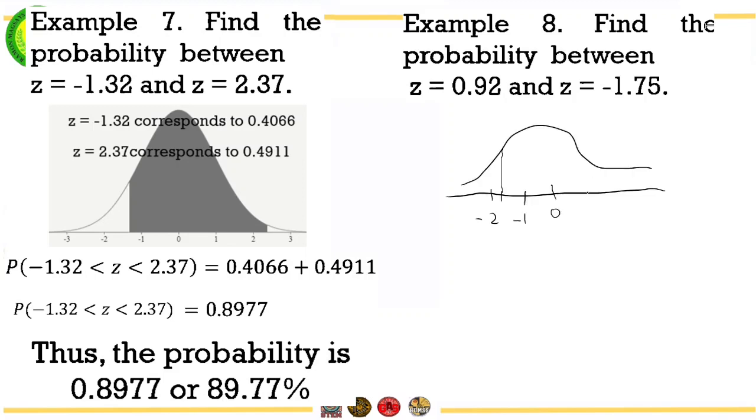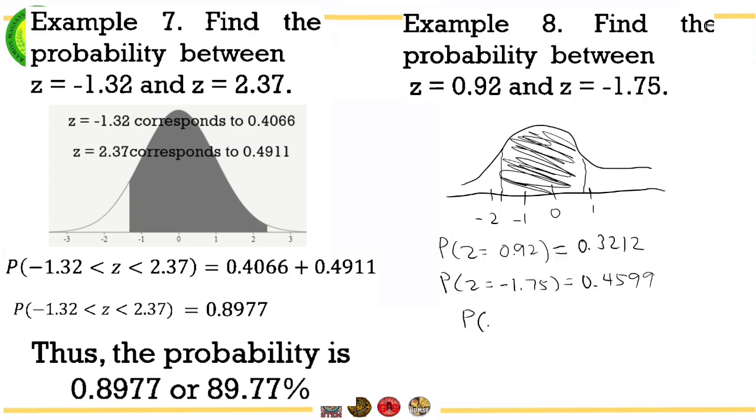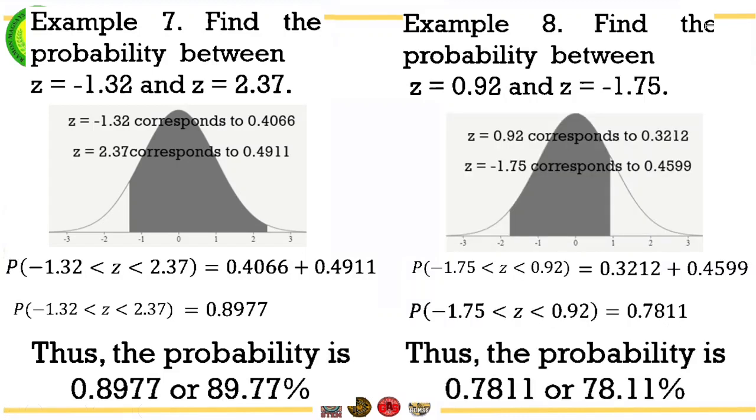Then 0.92 is almost 1. This is 1. So here. So this is the area that is between negative 1.75 is less than z is less than 0.92. Okay, 0.7811. Thus, the probability is 0.7811 or 78.11%.